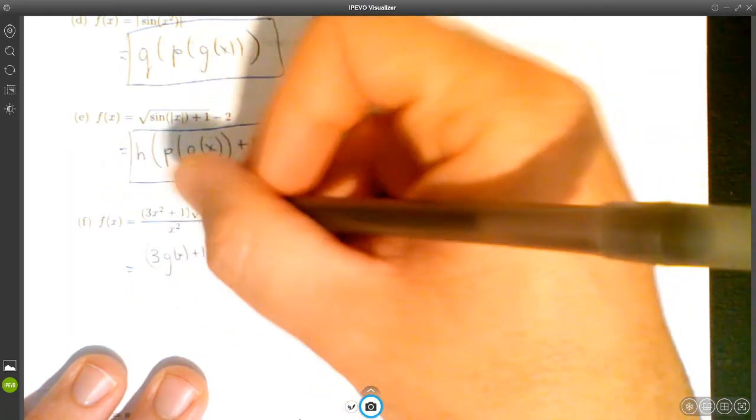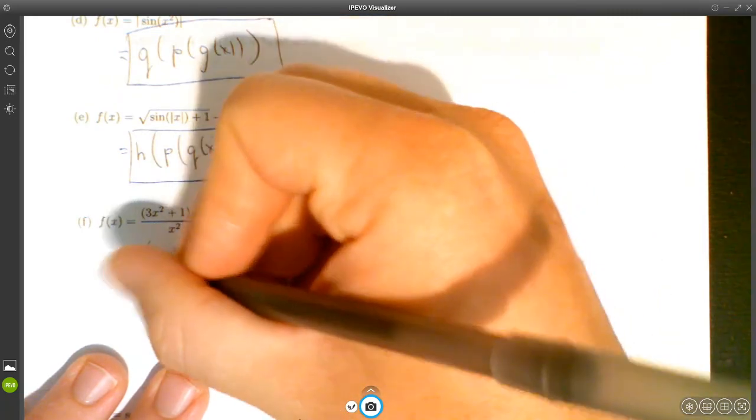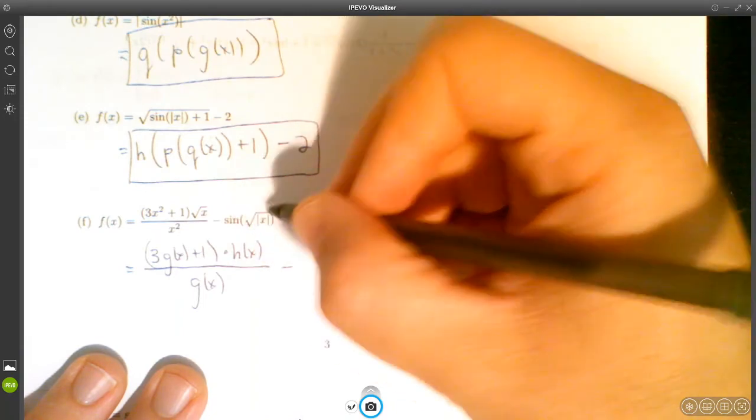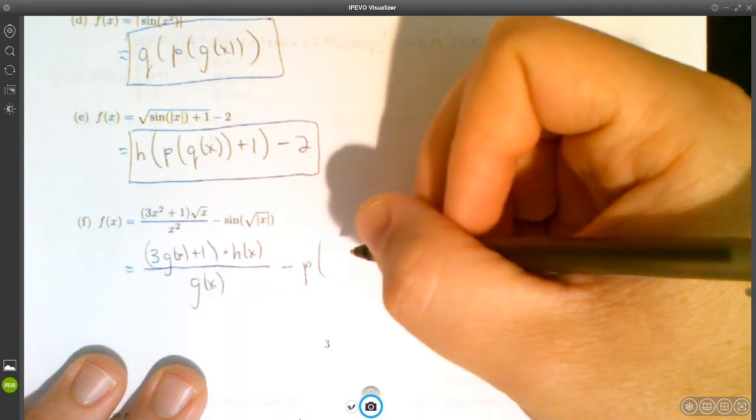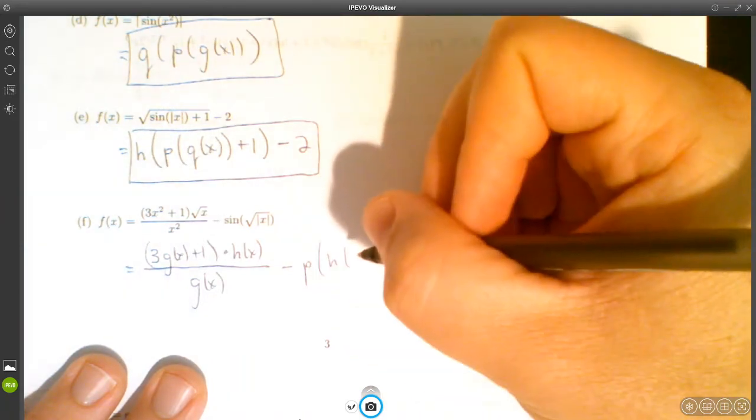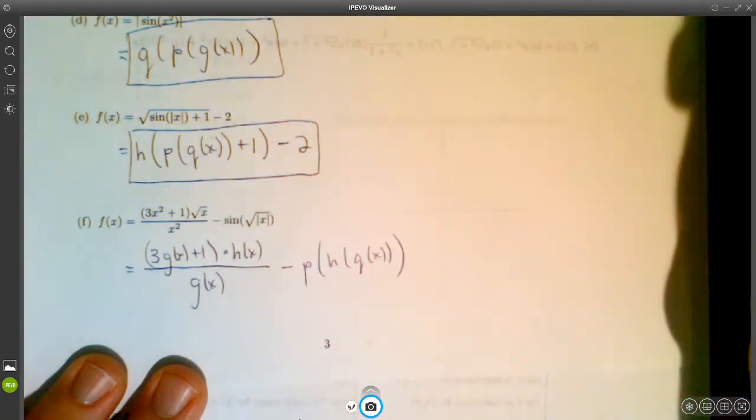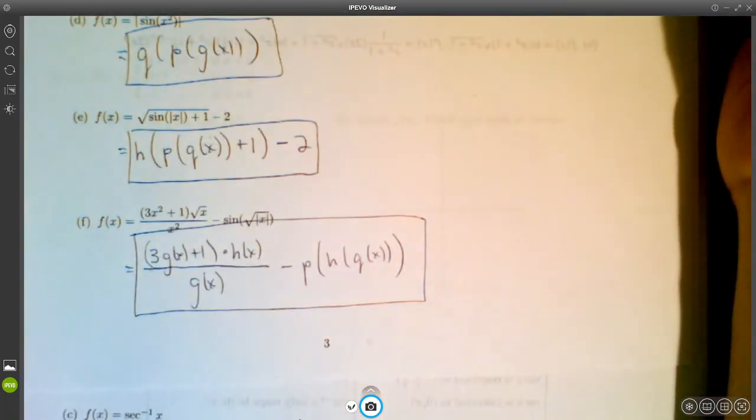That takes care of that first chunk, times the square root of x, which we called h of x, divided by x squared, which again we called g of x, then minus sine of square root of absolute value of x. Sine function was p, square root function was h, absolute value function was q. So that's that one, okay?